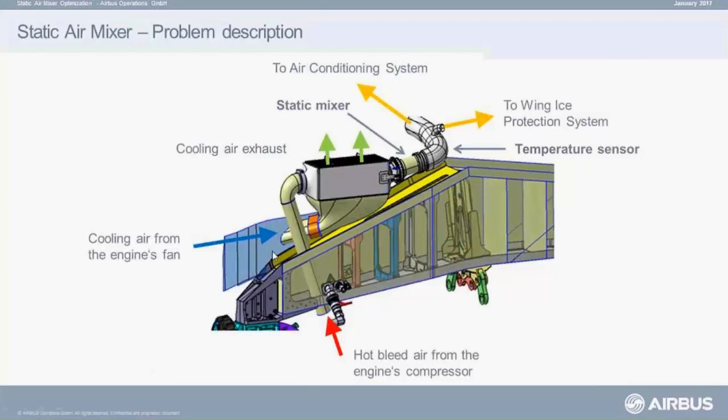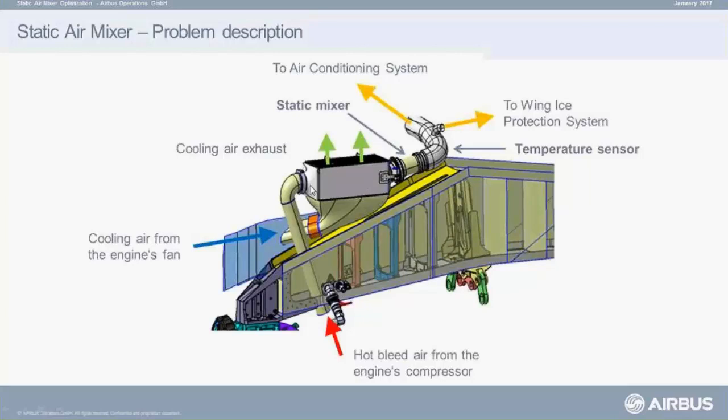Of course, we try to cool down this air using fan air, that means air that is coming from the engine's fan. It will be directed through this plenum to this big heat exchanger here, where we try to cool it down to roughly 200 degrees at the outlet of this pre-cooler.